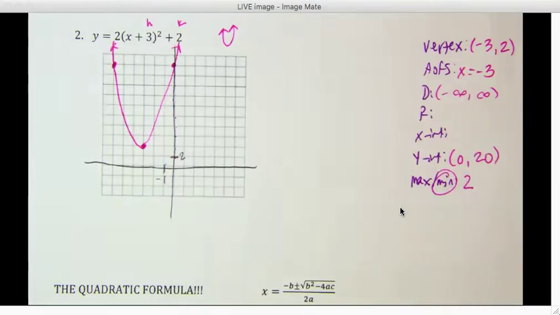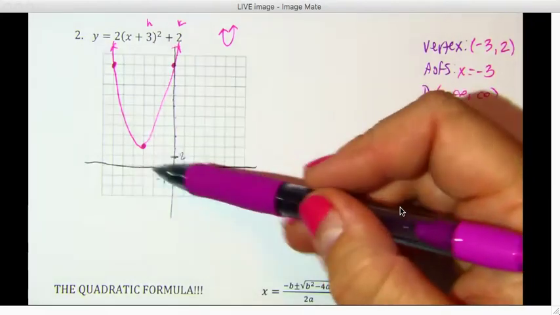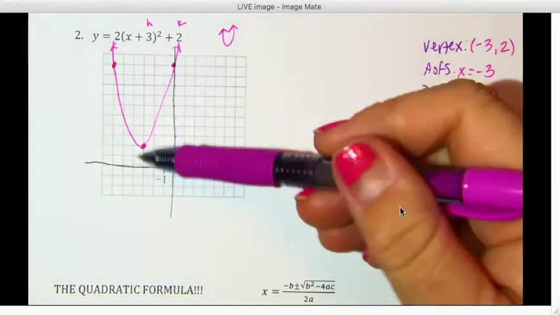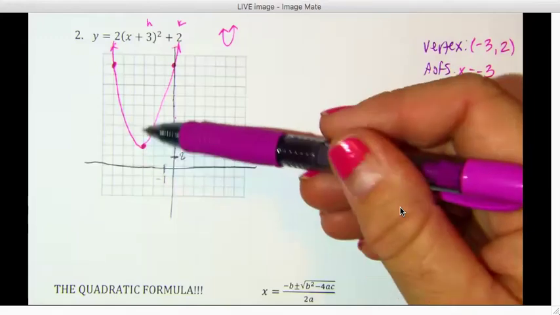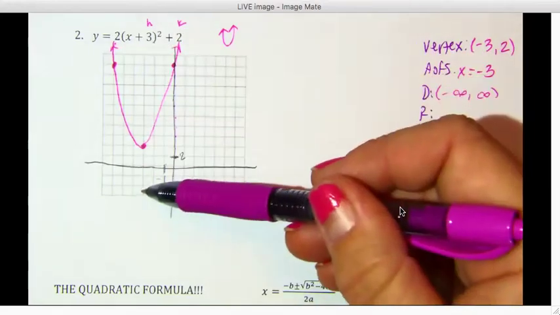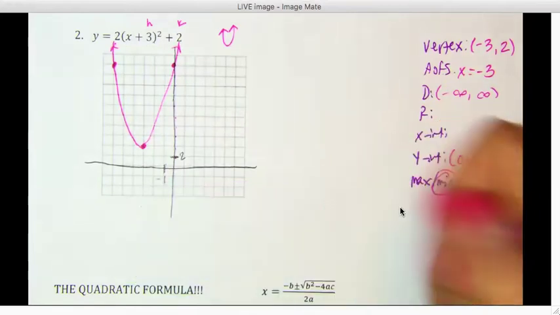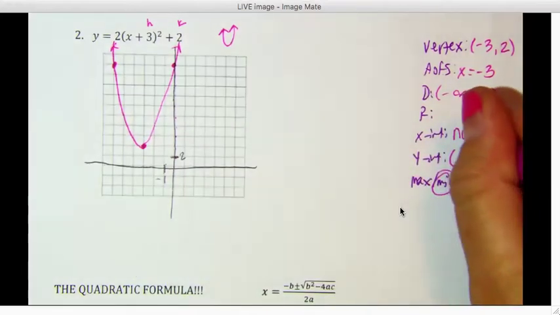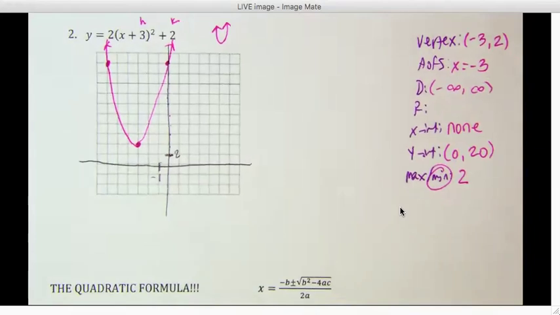And even from my graph, I can see my graph does not even touch the x-axis. It never touches. If my vertex is above the x-axis and my parabola is going up, or if my vertex is below the x-axis and my graph is going down, I have no x-intercepts. So there's nothing for me to solve for there.